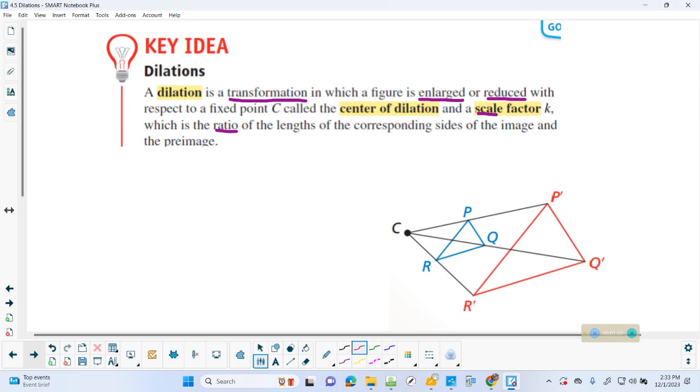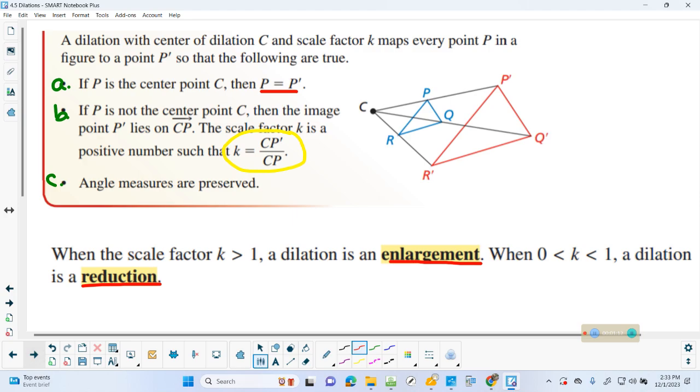We got those filled in, because I know there's more. Clearly I couldn't fit all of that on one slide. Next up. So, reading there at the asterisk, a dilation with center of dilation C and scale factor K maps every point P in a figure to a point P prime, so the following are true. So part A, if P is the center point C, then P equals P prime. So you have to fill in what is in red on that blank on A. B, if P is not the center point, then the image point P prime lies on CP.